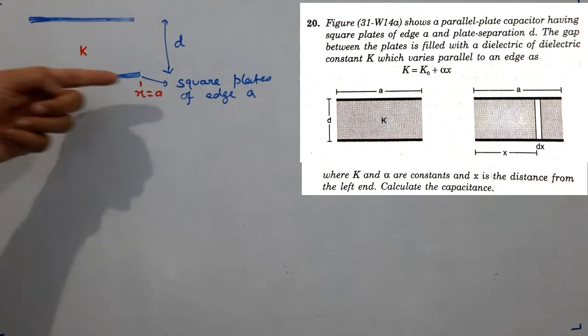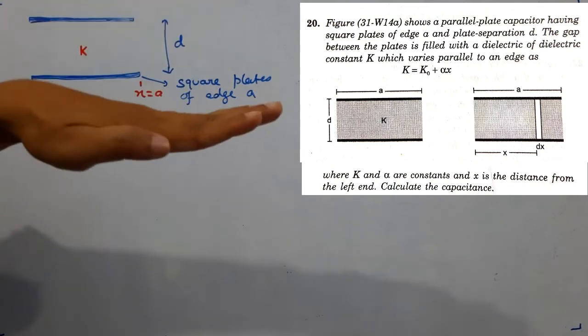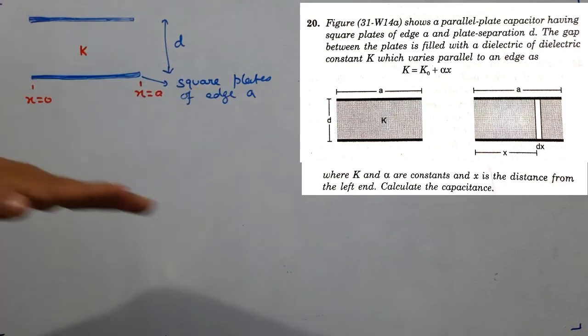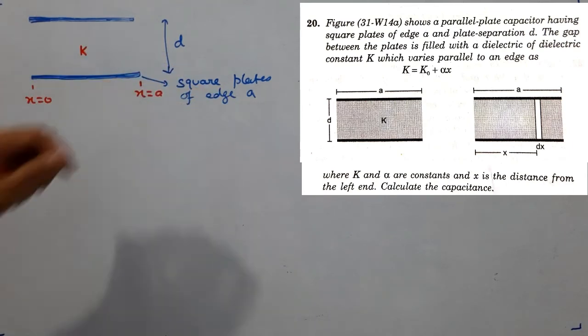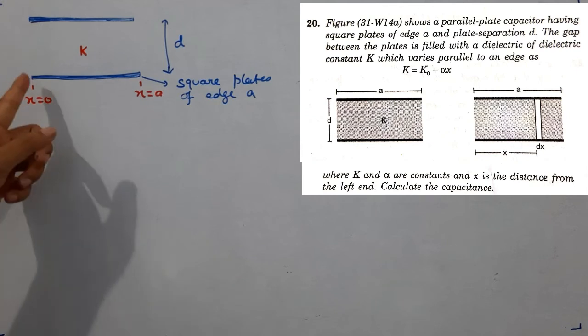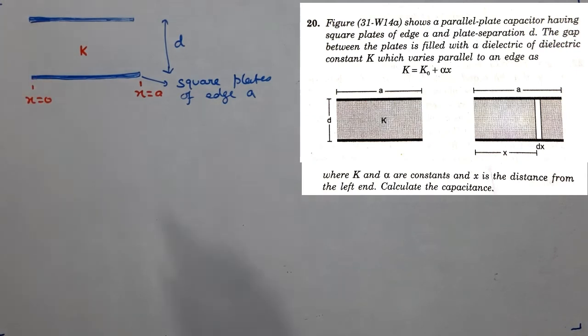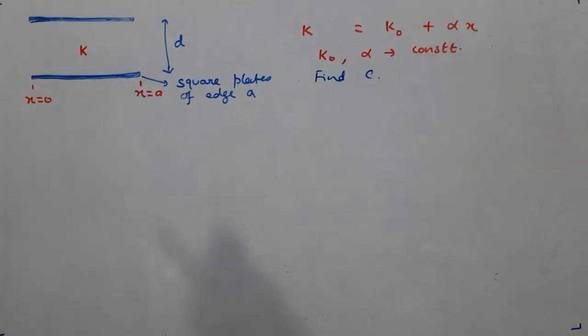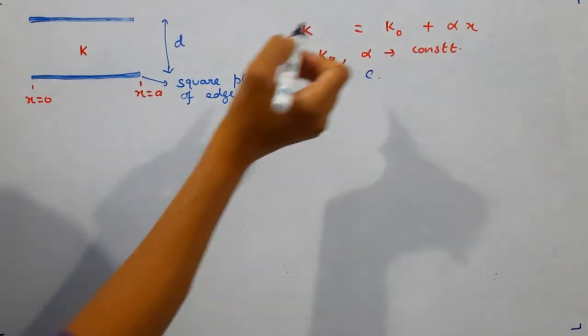This is the edge of a square plate. The square plate is like this. So this one is the edge. So along the edge, it varies with the distance. Left end we take as x is equal to 0, right end we take as x is equal to a. Then at a distance x from the left end, the value of k is given by this particular relation, k naught plus alpha x. It varies linearly with x. K naught and alpha are constants.